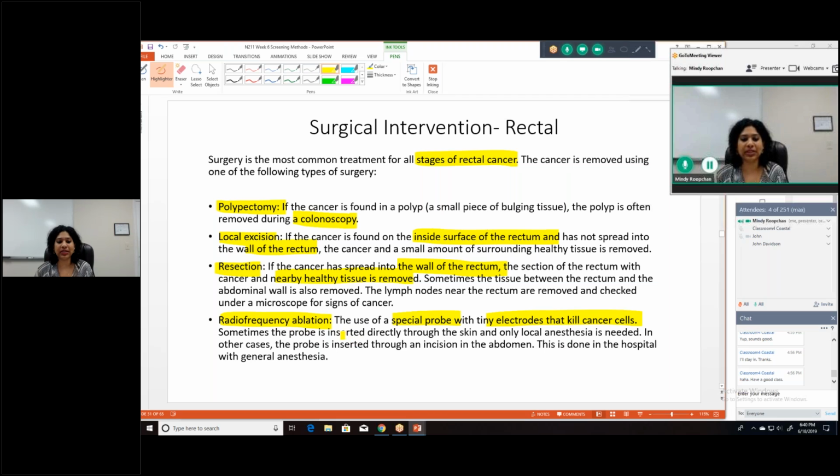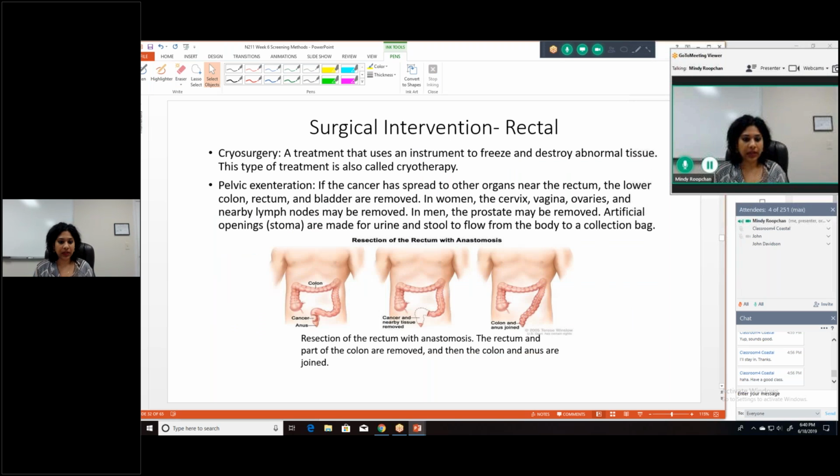So sometimes the probe is inserted directly into the skin through local anesthesia. In other cases, they put it through the abdomen, but it's done at that point in the hospital with general anesthesia. Here's a picture of this. We have cryosurgery, which uses an instrument to freeze and destroy the abnormal cells, tissues.